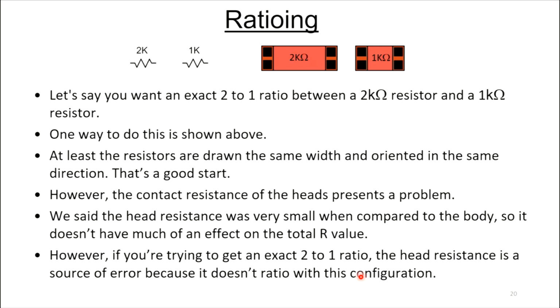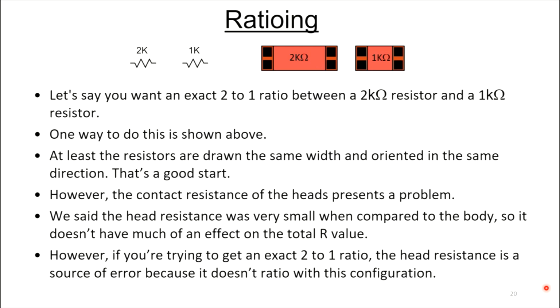So let's say you want an exact ratio between a 2K resistor and a 1K resistor. Well, one way to do it is shown above here. At least the resistors are drawn the same width and they're oriented in the same direction. Yeah, it's a pretty good start. However, the contact resistance of the heads is going to present a problem. Now, we said the head resistance was very small compared to the resistance of the body.